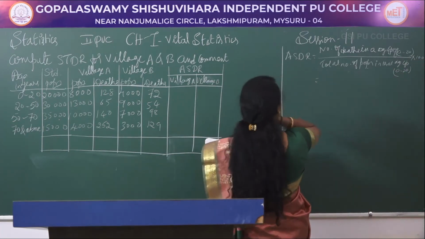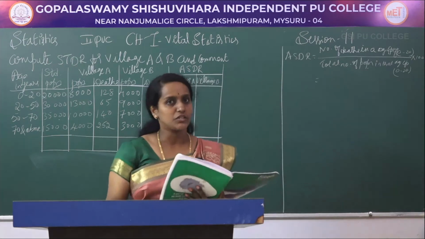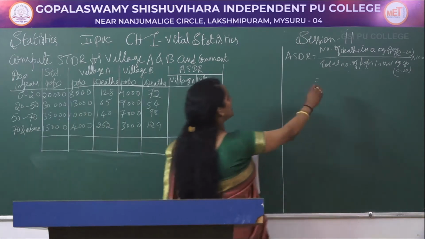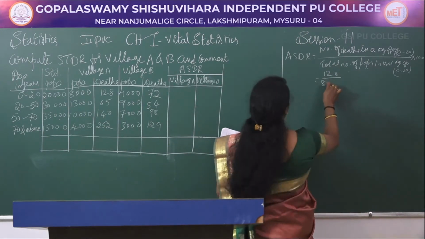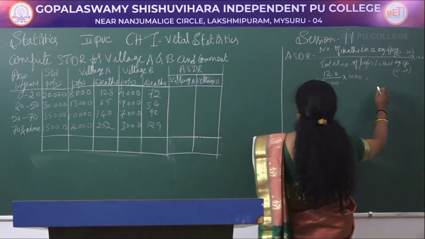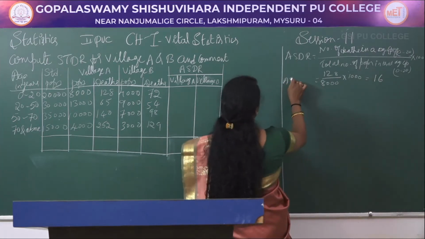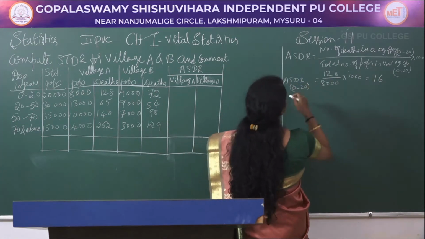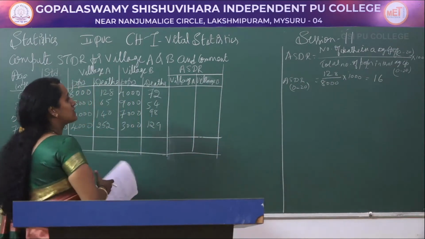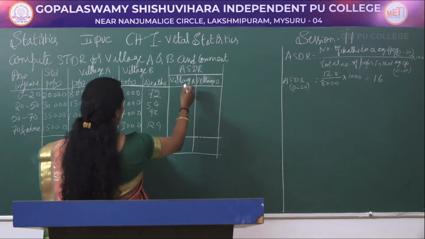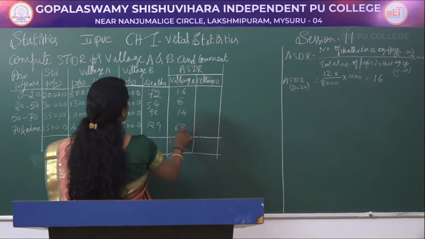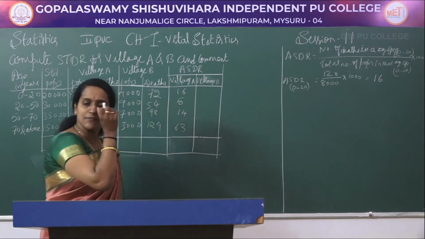After writing this formula, first we have to show one calculation, that is for village A, death and population, it is 128 divided by 8000 into 1000, and this is 16. So this is ASDR for 0 to 20. This is how we have to calculate ASDR for each and every age group. So after finding this, I'll write down the ASDR for village A, it is 16, 5, 14, 63.